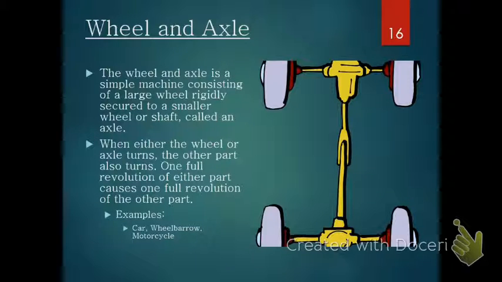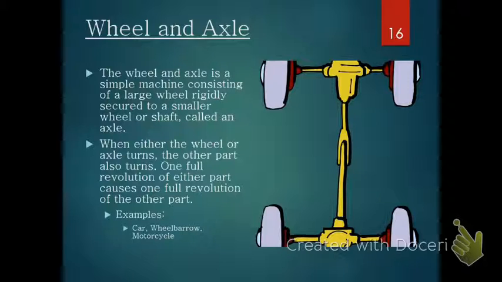The wheel and axle is a simple machine that consists of a large wheel that's rigidly secured to a smaller wheel. If you think of a doorknob, one of the round ones, that's an example of a wheel and axle.